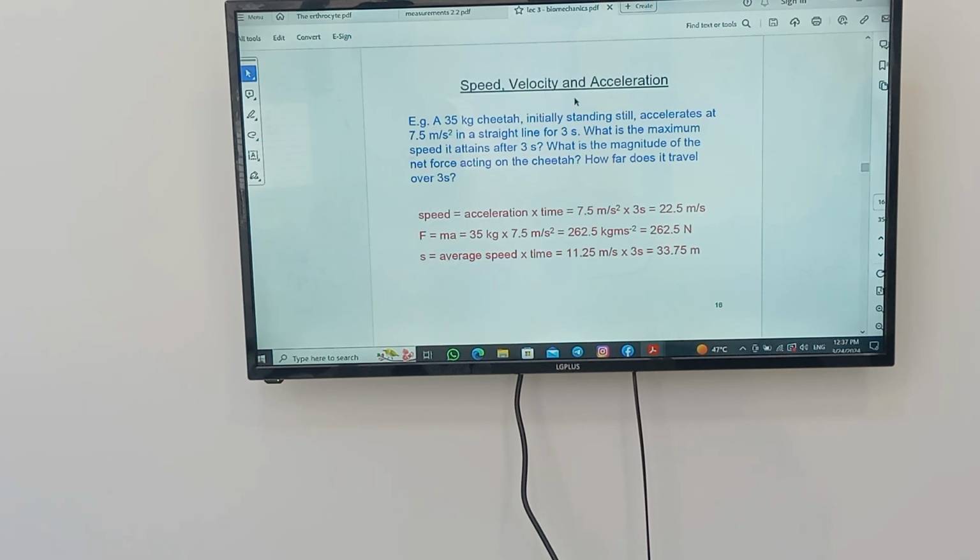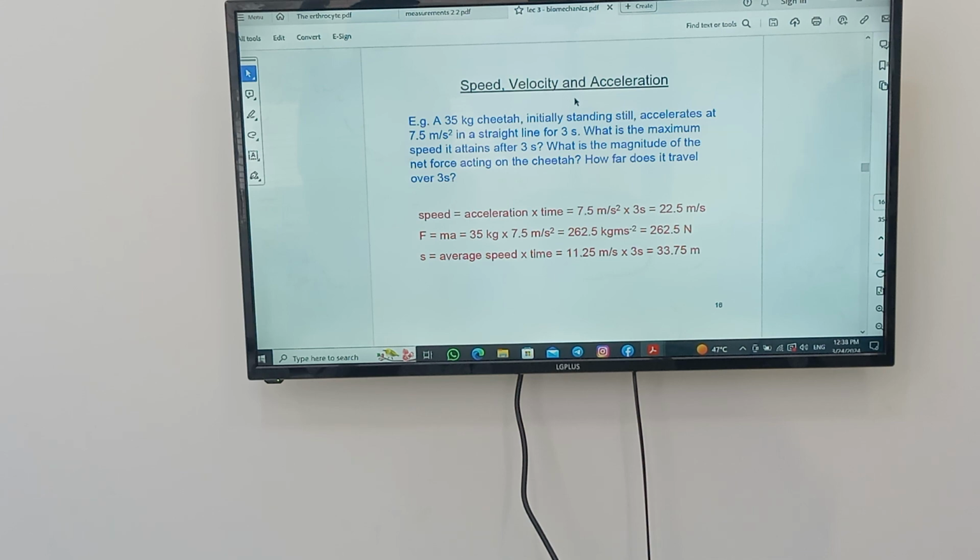Speed, velocity, and acceleration. For example, a 35-kilogram cheetah, initially standing still, accelerates at 7.2 meters per second squared in a straight line for 3 seconds. What is the maximum speed it attains after 3 seconds? What is the magnitude of the net force acting on the cheetah? And how far does it travel in 3 seconds?